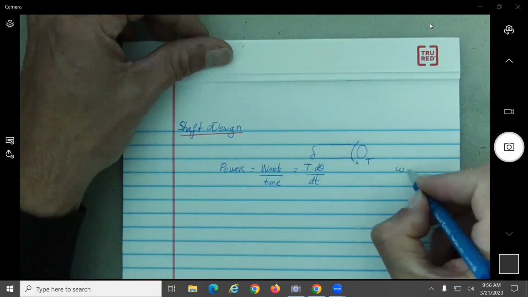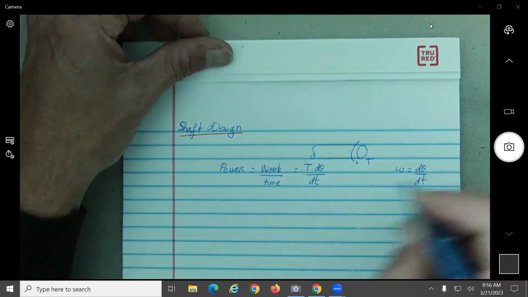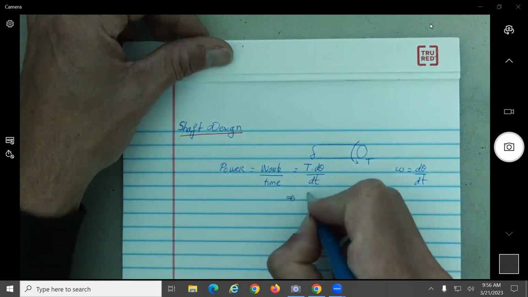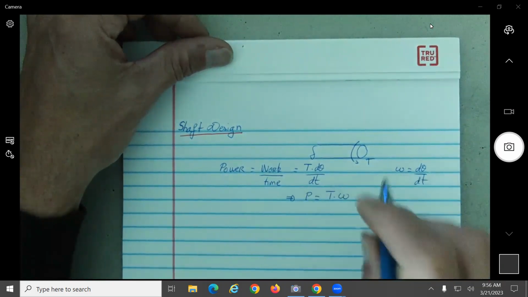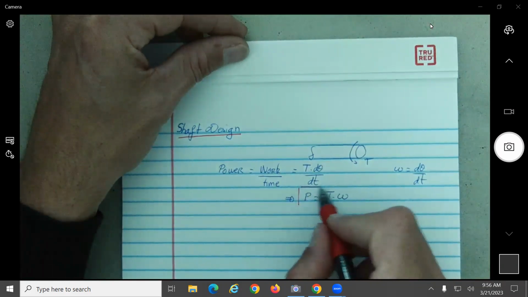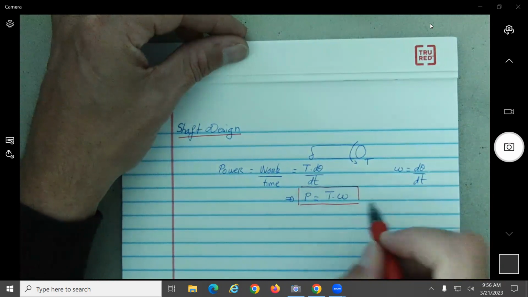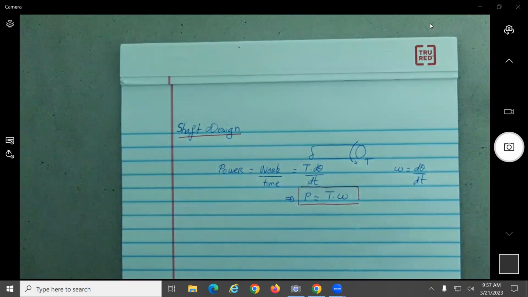So you know that the angular velocity is defined as d theta dt. So the power will be equal to what? T, the torque, times the angular velocity of the shaft. All right, there are even more details, but probably yes.